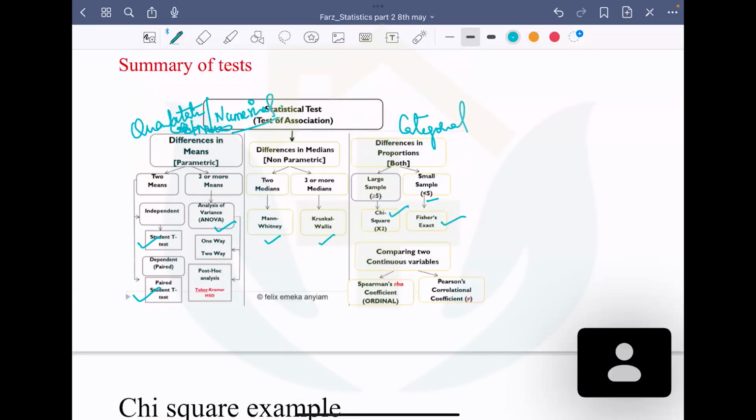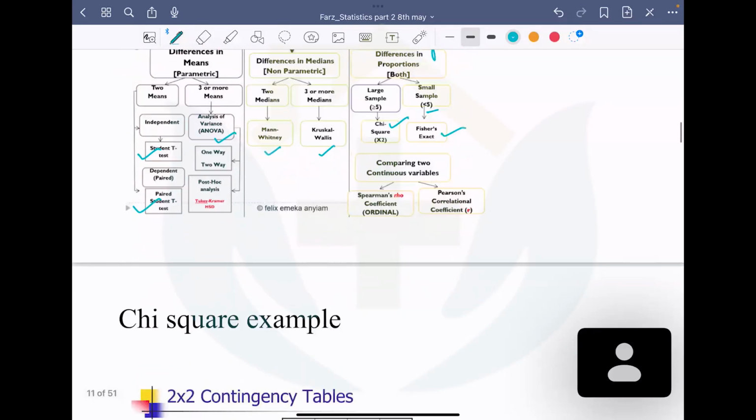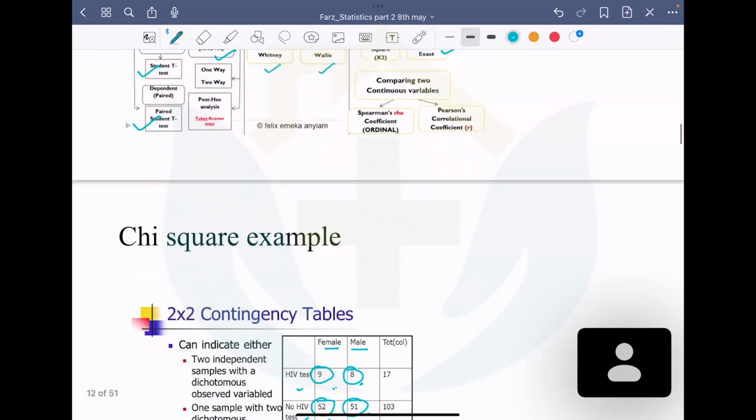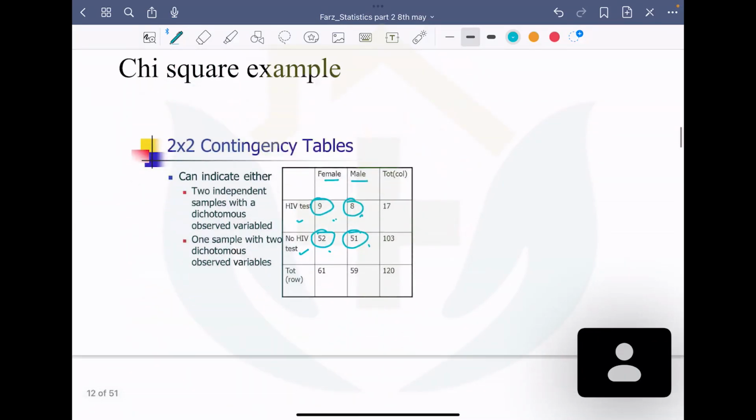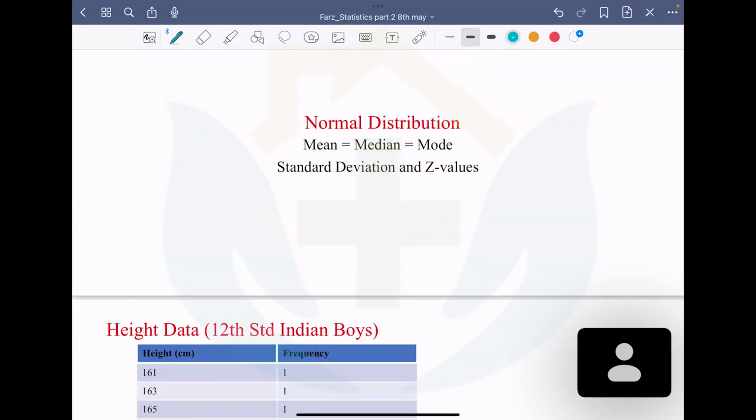Okay, so don't remember, just see the tables. I have just the tables and the tests which are used. So chi-square is also explained. Coming to the normal distribution, you can expect one or two questions on the concepts of mean, median, mode.